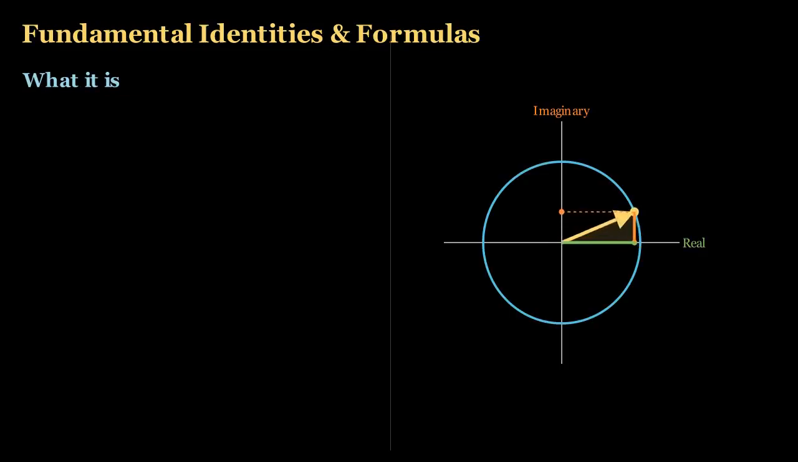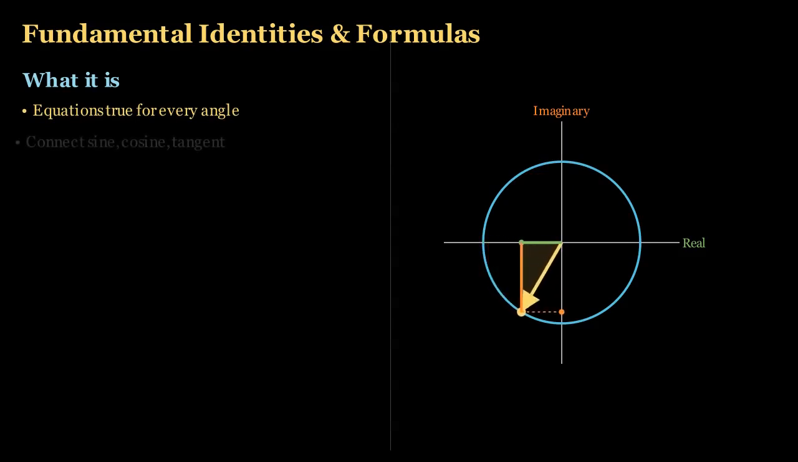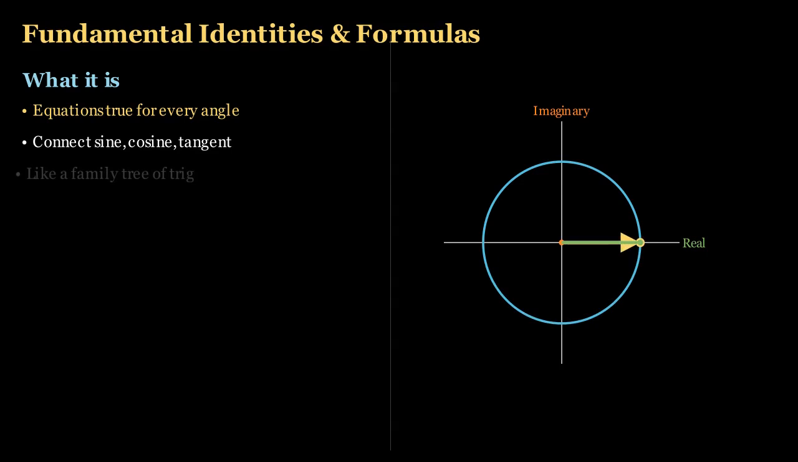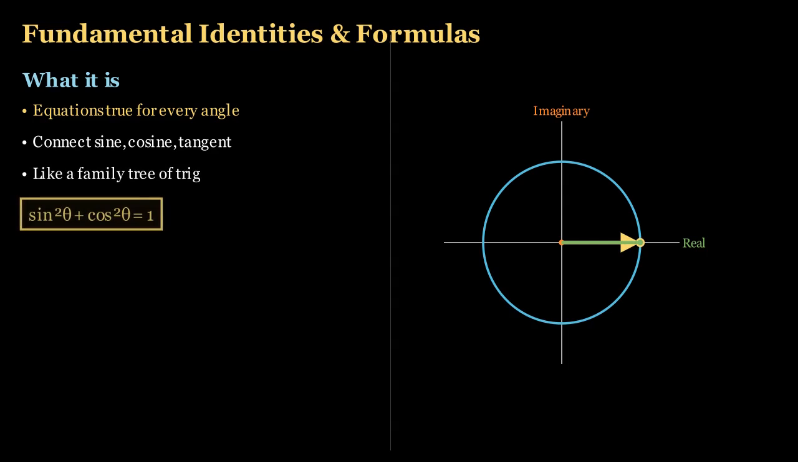You already know sine, cosine, and tangent from the unit circle. Now, what if I told you these three are not strangers, they are deeply connected by a few simple equations that are always true, no matter what angle you pick? These are called the fundamental trigonometric identities. Think of them as a family tree, they show how sine, cosine, and tangent are related to each other.